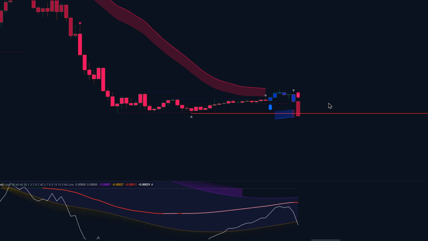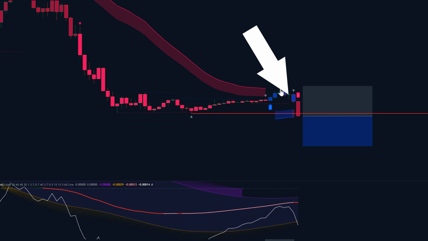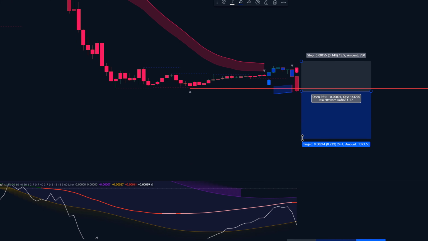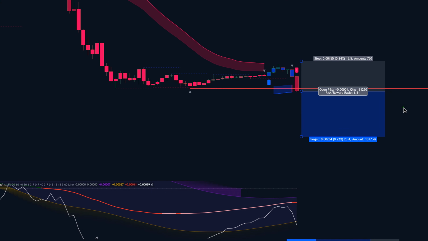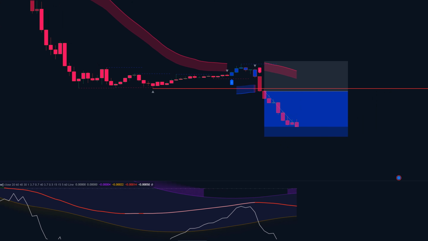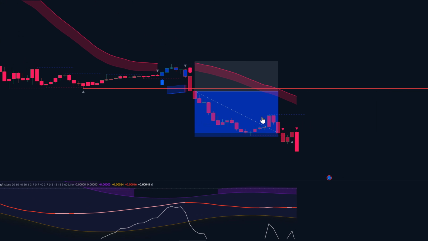All our entry conditions are met on this candle, so we take a short position. The stop loss goes right above the most recent swing high. For the take profit, we're going to target a risk-reward ratio of 1 to 1.5, letting the trade run. And as you can see, it was profitable.